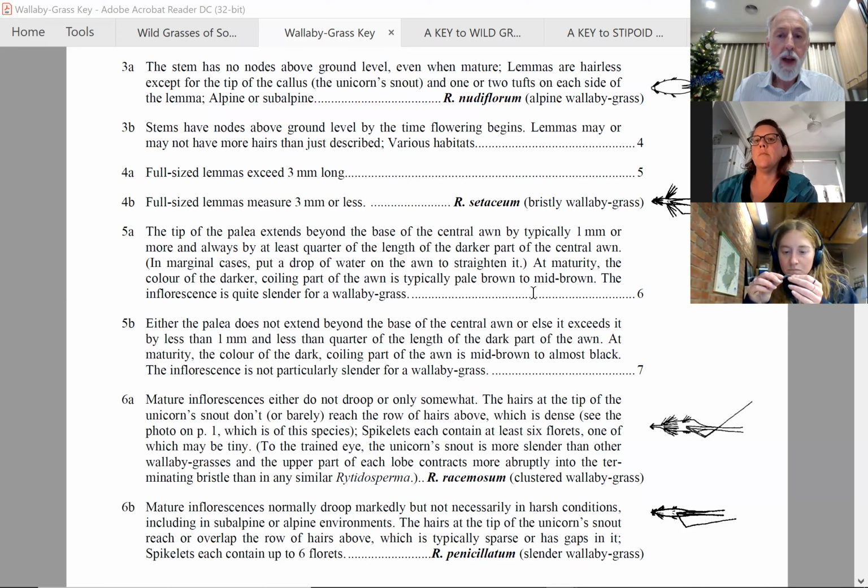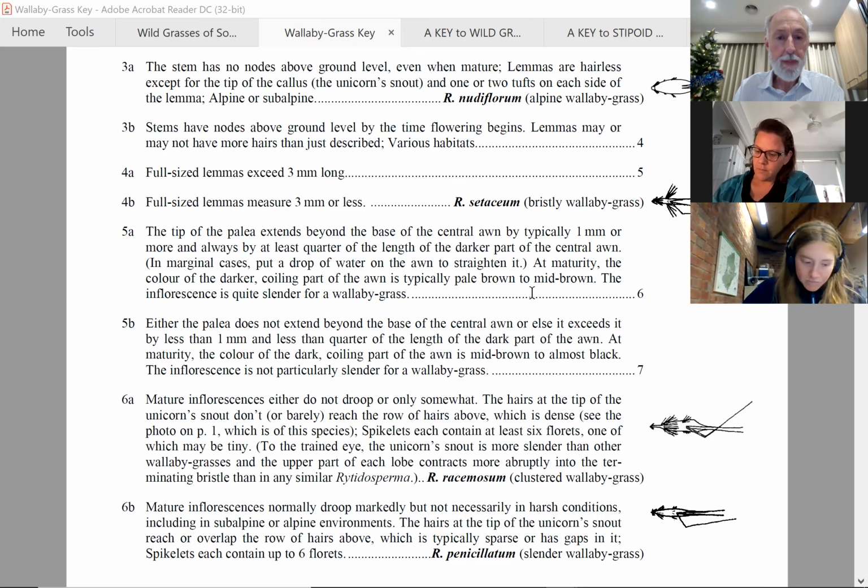Then it goes on. At maturity, the colour of the darker coiling part of the awn is typically pale brown to mid-brown, and the inflorescence is quite slender for a wallaby grass. Well, you've seen a few species of wallaby grass now, and I'd say this is the most slender of all the ones we've seen. It's not the most slender of all of them, it's the second most slender, but it is pretty slender.